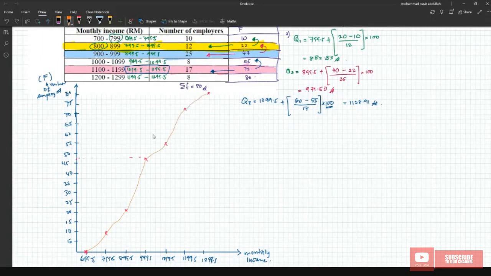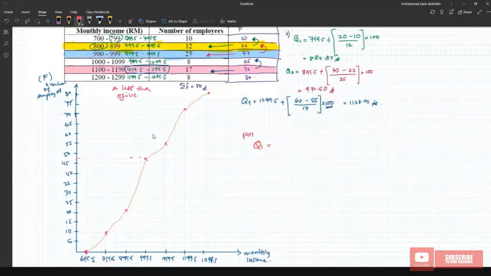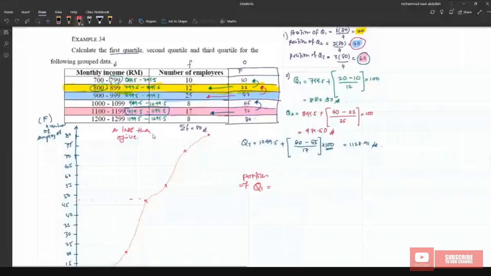Right. So you will get a less than or give. Basically, it should be smoother than this, right? So to find quartile number 1 from a less than or give, this is a less than or give, right? So to find quartile number 1, we need to find the position of quartile number 1. Position of quartile number 1 for this example is 20, right? So you need to find 20.